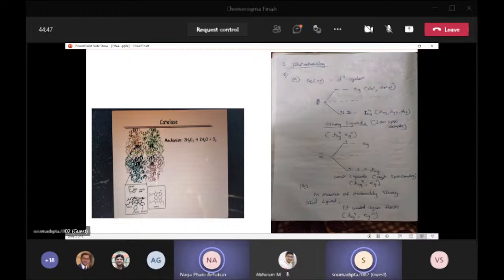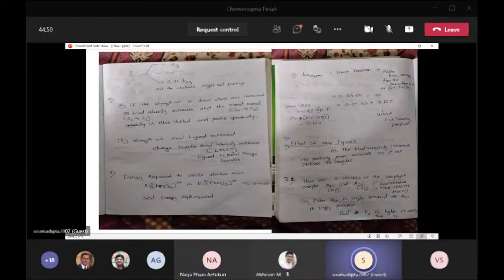Actually, it would not be. If the electron were in the EG set, then there would be a Jahn-Teller distortion and it would be tetragonally distorted. And had the electrons been only in the T2G set, it would not be. It would not be in exact octahedral shape, but it would still be in a distorted way.